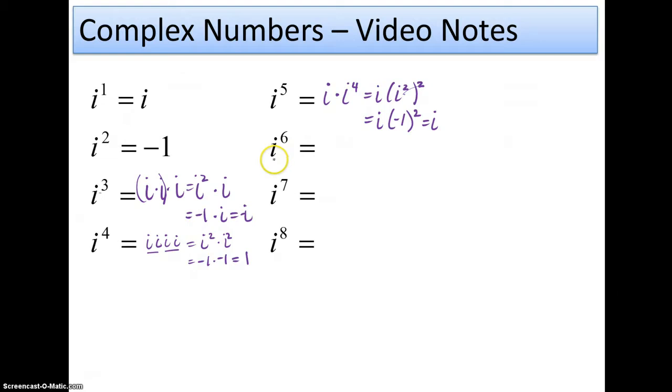I can do the same thing with i to the 6th, except 6 is already even, so I don't have to pull out that single i. So I can rewrite this as i squared cubed. Again, power to a power you multiply, so i squared cubed is still i to the 6th. i squared is negative 1, to the 3rd power is negative 1.